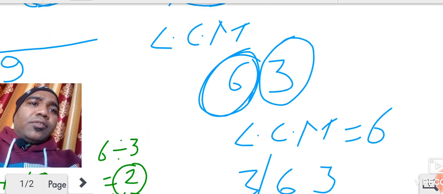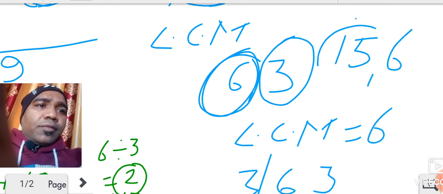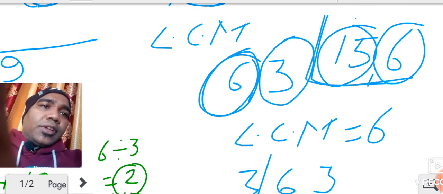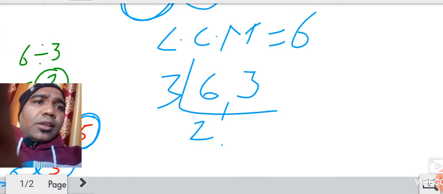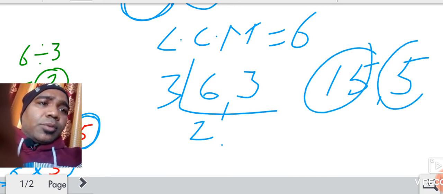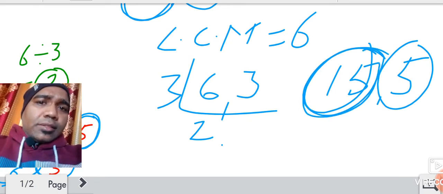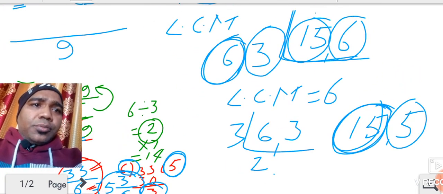Okay, if it is not divisible, suppose you have to find the LCM of 15 and 6, then 15 is not divisible by 6, so you have to find the LCM of 15 and 6. But suppose 15 and 5, if you have to find the LCM of 15 and 5, 15 is divisible by the smaller number 5, so the larger number will by default become your LCM. Got it? I hope this is clear to you.